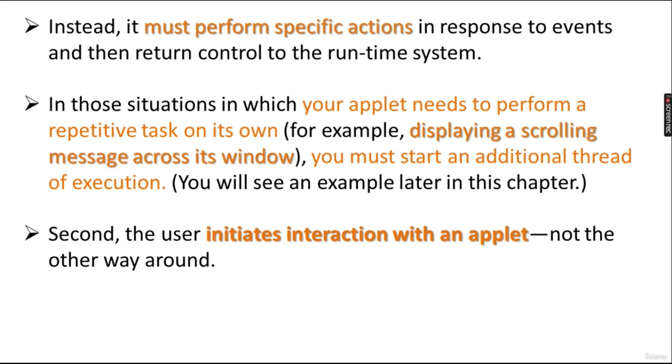So whenever the user presses a button, the color of the applet should change immediately, as soon as possible. In those situations in which an applet needs to perform a repetitive task, like displaying a scrolling message across its window, you must start an additional thread for execution. So an extra thread will be required if a repetitive task like scrolling is needed.